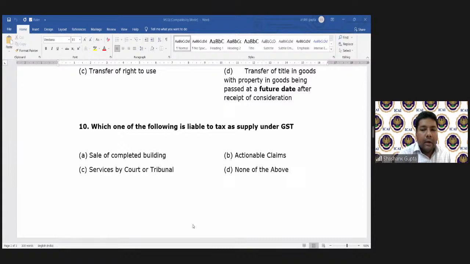So all these three items, A, B, and C, are covered under Schedule 3. And the correct answer is clause D, that is none of the above. Okay. So that is the correct answer for this.